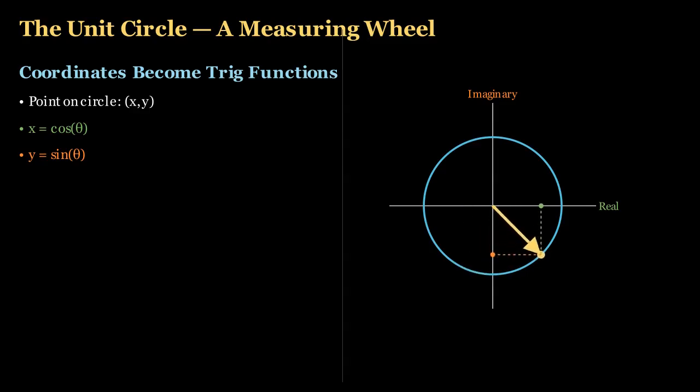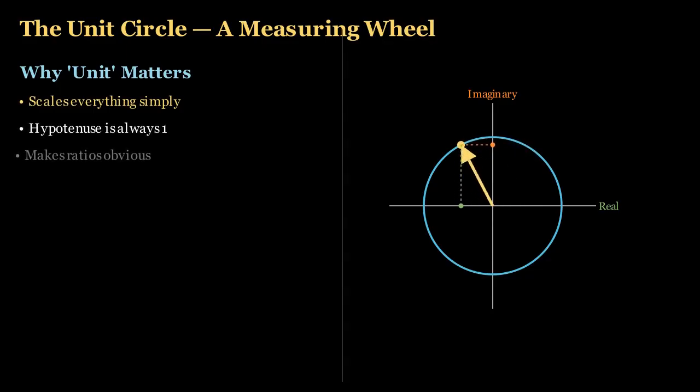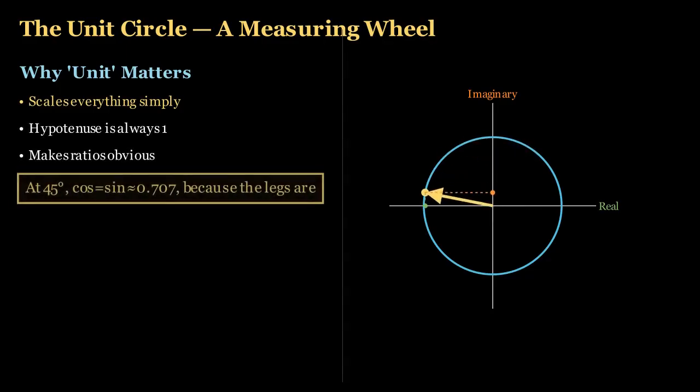The circle turns angles into numbers. Because the radius is 1, the math stays clean. The hypotenuse of any triangle we draw inside is always 1. This makes the sine and cosine value simply the lengths of the triangle's legs.